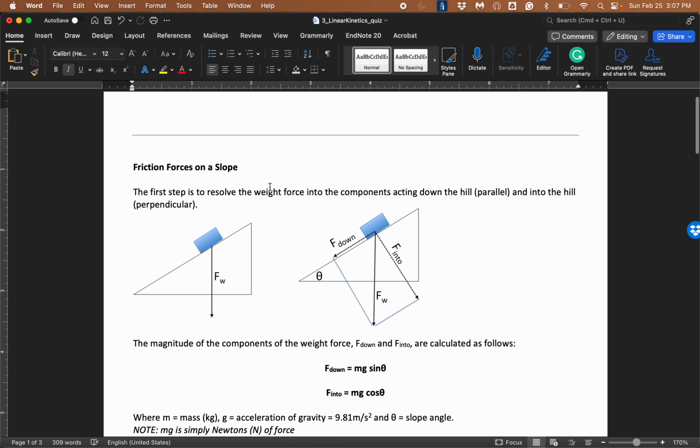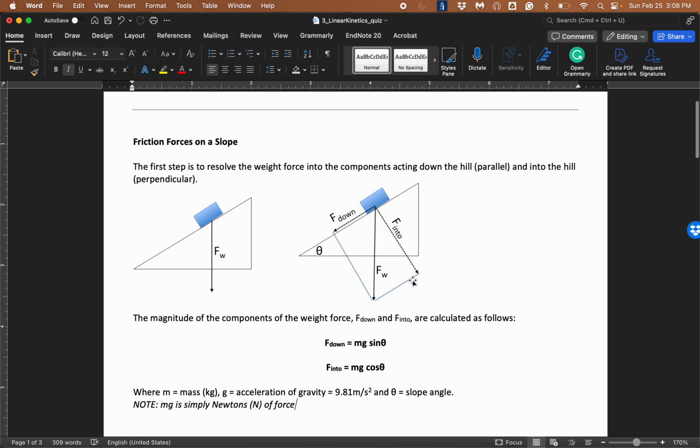When we have something sitting on a slope and there's a certain amount of force directed right towards the planet Earth, straight through the slope, we can break that force into its vector components. We have a force acting parallel with the surface, so down the slope, and then a vector component of the force acting perpendicular into the surface. So we can call that down or parallel, and then into the surface or perpendicular.